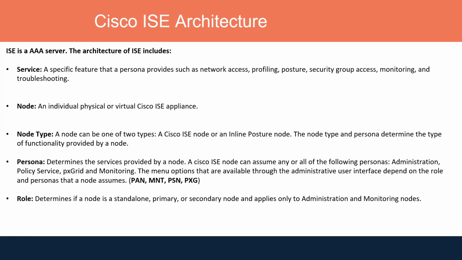So my question is, if I'm buying one license, will that license contain a combination of all four, PAN, MNT, PSN? No. In Cisco, we have premium licenses and standard licenses, and based on that it is going to provide different services. But if you go for the base license itself, you are going to get all four persona roles, but the limitation for each persona would be limited.